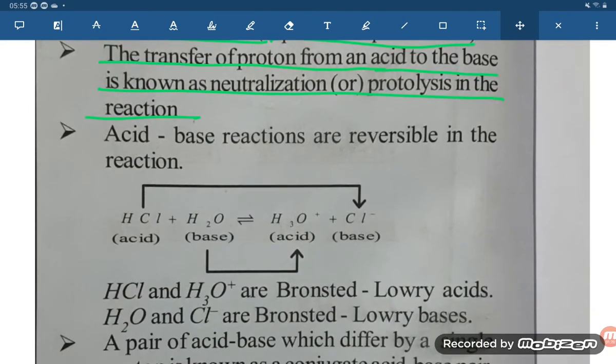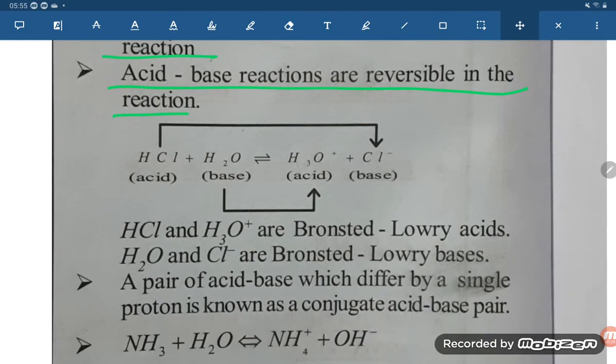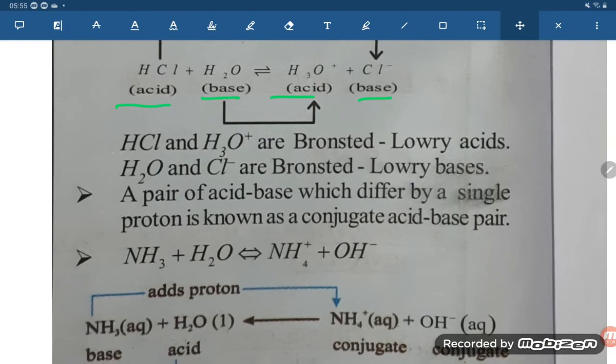Here if you see, students, acid base reactions are reversible. HCl plus base, it is acid plus base. Whenever the acid and base react, they again give the acid and base. That is what they are saying, that acid base reactions are reversible. So HCl and H3O+ are Bronsted-Lowry acids, and H2O and Cl- are Bronsted-Lowry bases.